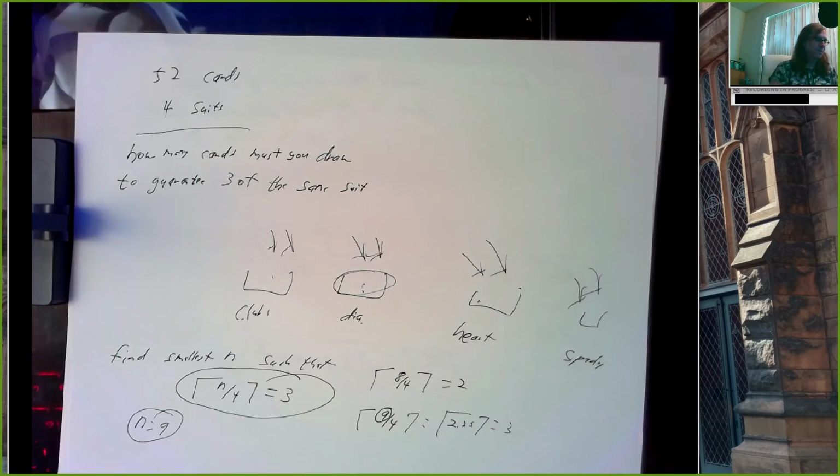So I put 2, 2, 2. The 9th card has to be a third card of one of the 4. Exactly.